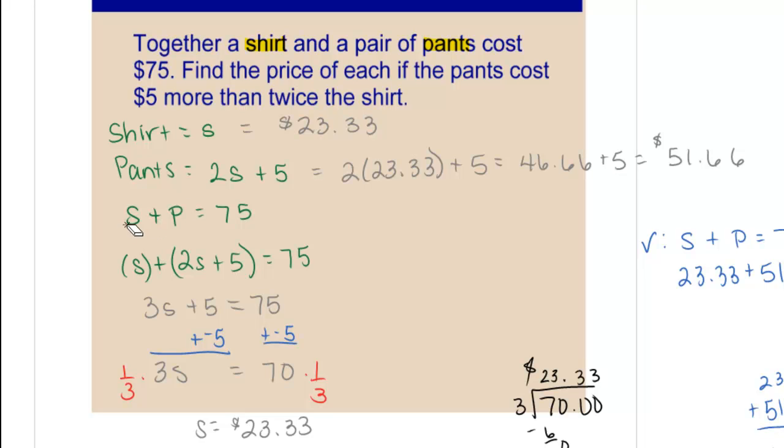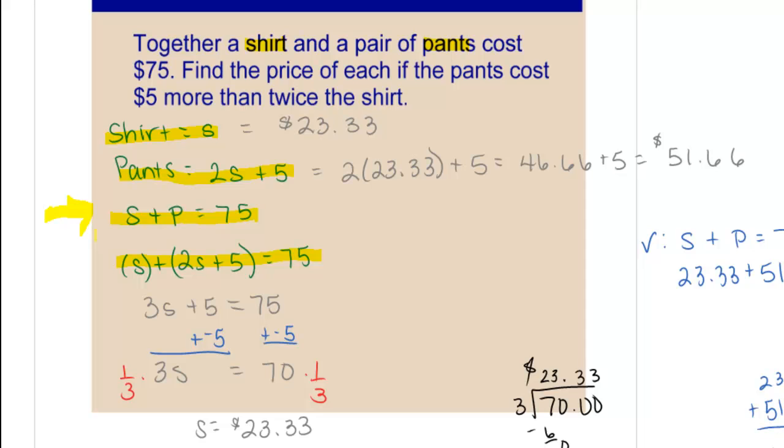So you have this basic equation, S plus P equals 75, because they both add up to $75. You're going to let your S, or your basic variable, be your shirt, because your pants are based on your shirt. So your pants are $5 more than twice the cost of the shirt. So that's 2S plus 5. Then you just add S plus 2S plus 5 and set that equal to 75, setting those in place of the variables S and P in your original equation.